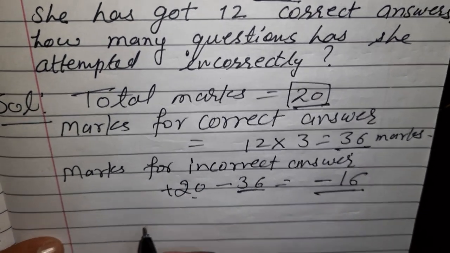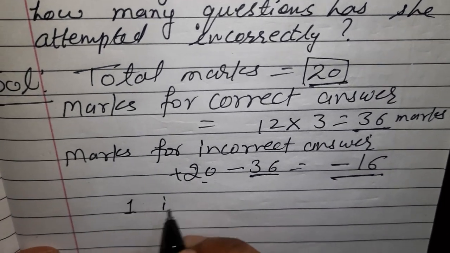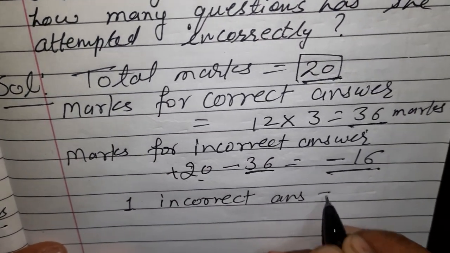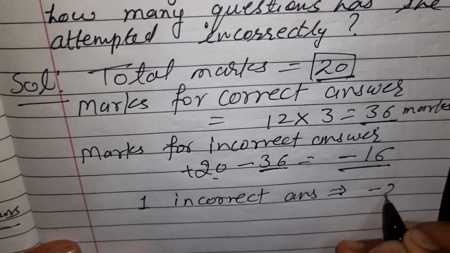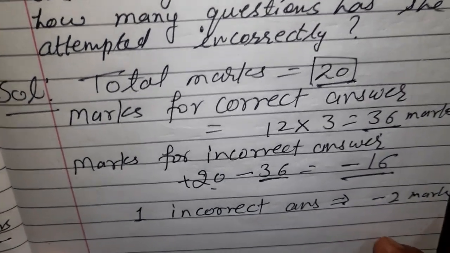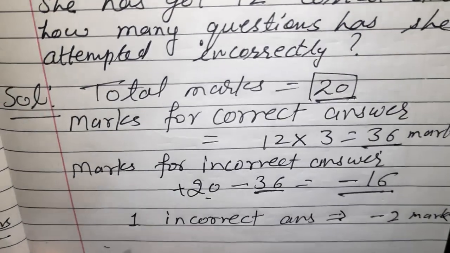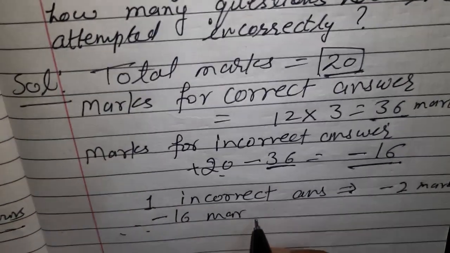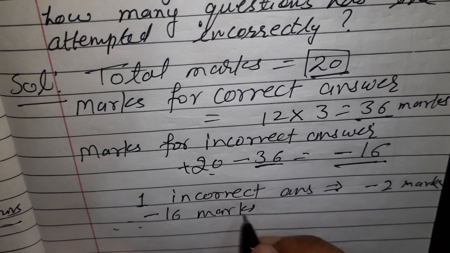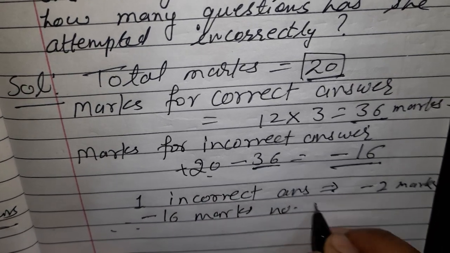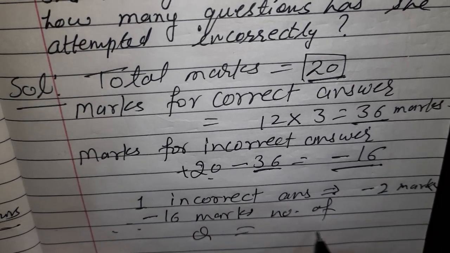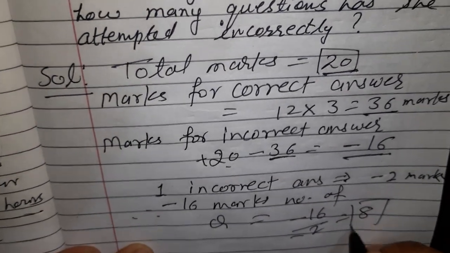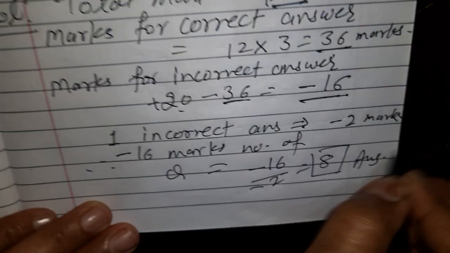So minus 2 marks for one incorrect. How many marks? One incorrect answer, that is minus 2 marks. Okay, therefore for minus 16 marks, how many questions incorrect? For minus 16 marks, number of questions equal to minus 16 upon minus 2, that is 8. So your answer is 8 questions.